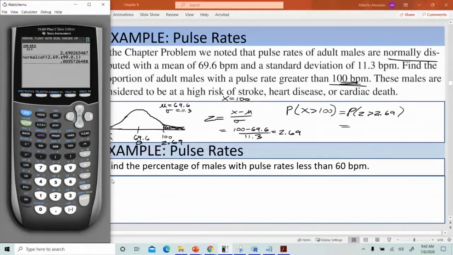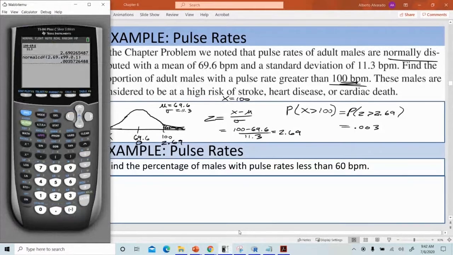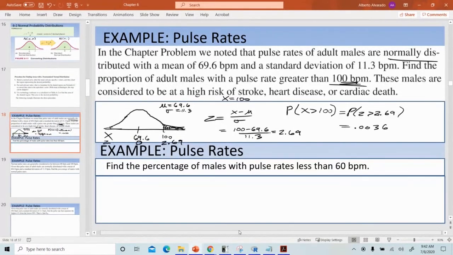So I get 0.0036 is my answer. So the probability that a random pulse rate, one adult male's pulse rate, is greater than 100 is 0.0036. In other words, it's less than a 1% chance, or a 0.36% chance. Which tells you if you get somebody with 100 beats per minute in a hospital, then it's definitely an emergency, right? It's an unusual event.